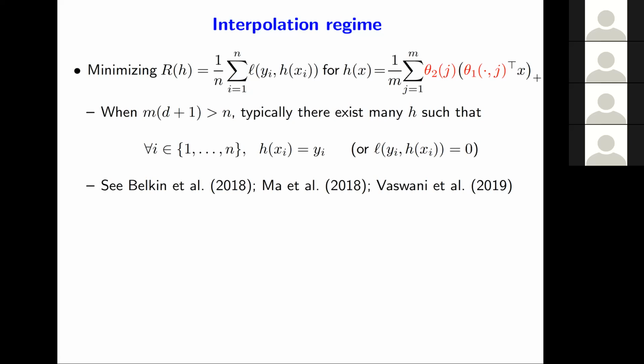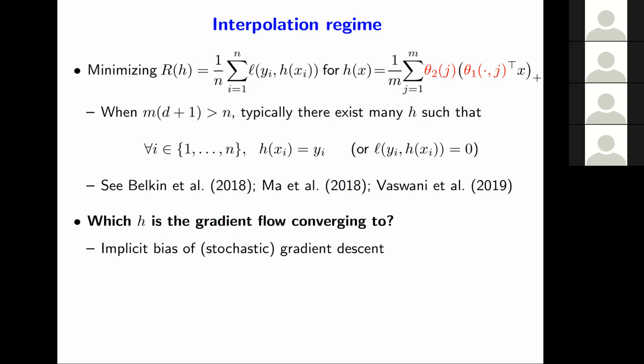But today I'm going to try to see what you can say about the outcome of gradient descent. Since there are many h that are interpolating, whenever I optimize up to zero loss, I have obtained one of those h functions, but which one? Can I characterize which one? And can I show it does generalize well? This is often called the implicit bias of stochastic gradient descent.